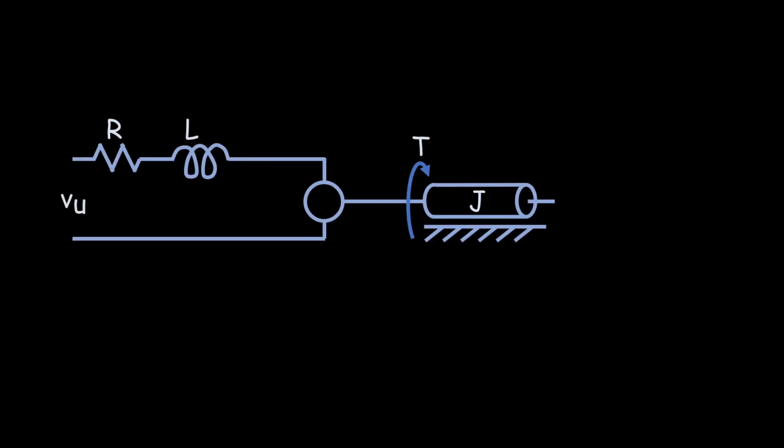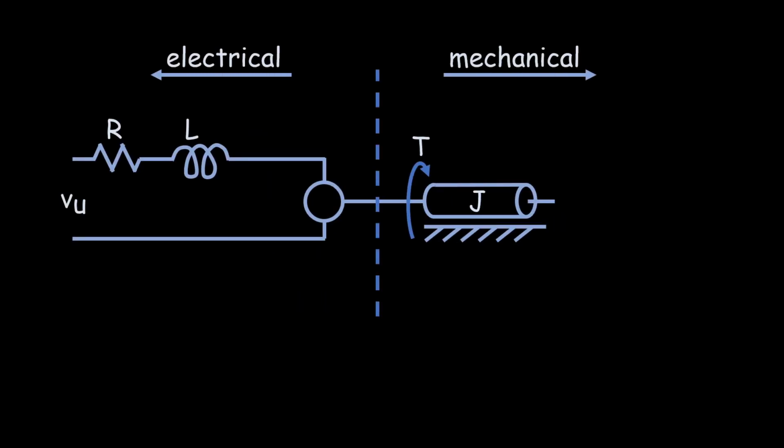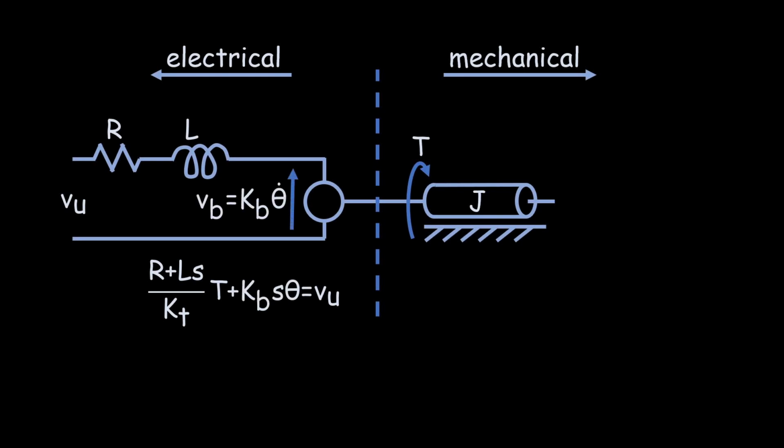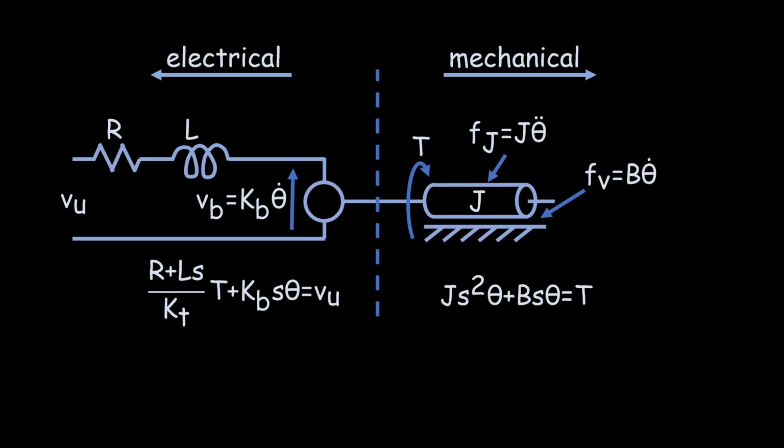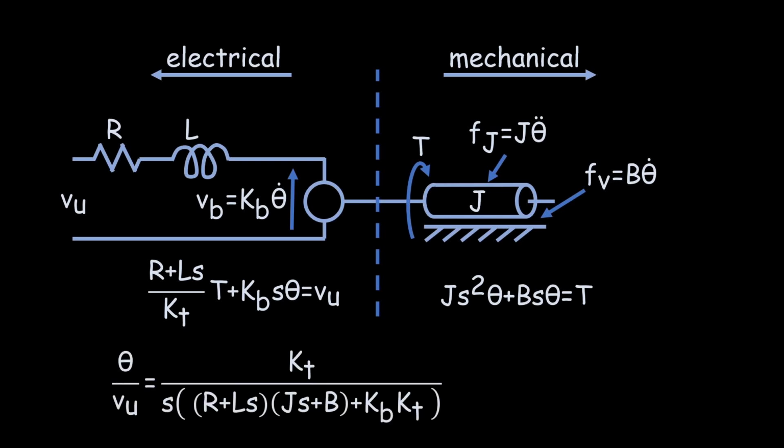For example, a motor model is divided into a mechanical model and an electrical model. The electrical model includes the torque generated by the electromagnet, and the back electromotive force, EMF, produced during rotation. The mechanical model includes the load driven by the torque, and the frictional forces. Combining the two gives us the model of the DC motor.